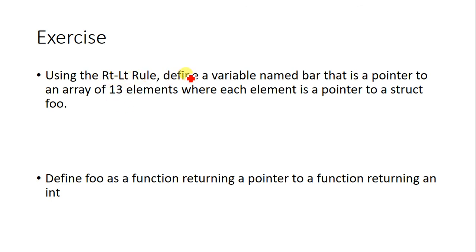I think we have the last two. So use the right-left rule, define a variable called bar that is a pointer. So this ensures that bar is a pointer to an array of 13 elements, where each element is a pointer to a struct foo. So you have the pointer in here. If the pointer is a pointer to a function or something complicated, you have to parenthesize again in here. But since we only have a simple struct foo in here, then it is good. There is no need for any parentheses in here.